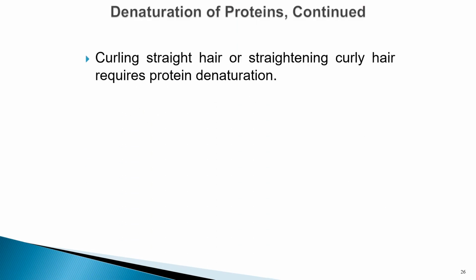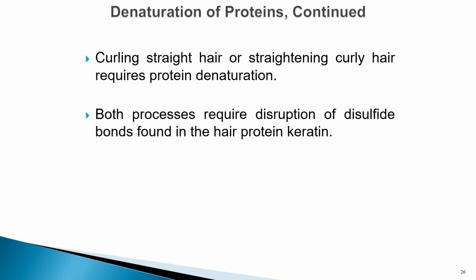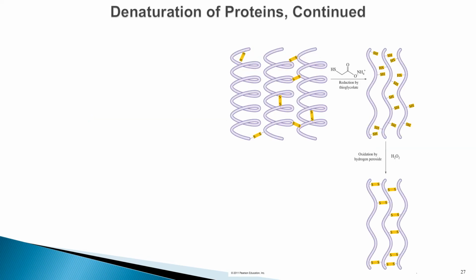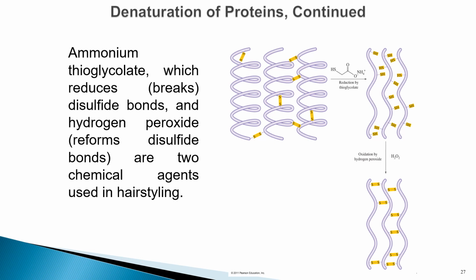Curling straight hair or straightening curly hair requires protein denaturation. Both processes require disruption of disulfide bonds found in the hair protein keratin. The disruption of disulfide bonds reshapes the hair and forces the reformation of the disulfide bonds in a new place. Ammonium thioglycolate, which reduces or breaks disulfide bonds, and hydrogen peroxide, which reforms the disulfide bonds, are the two chemical agents used in hair styling.